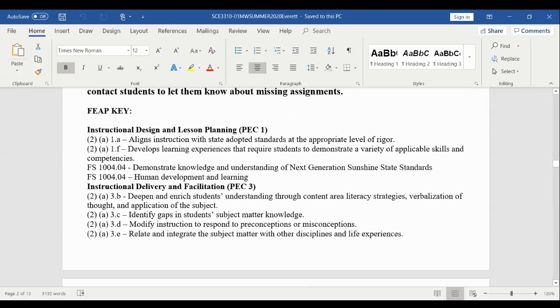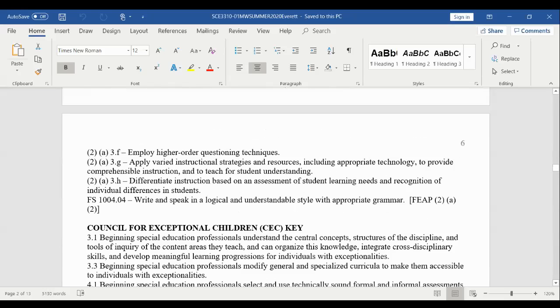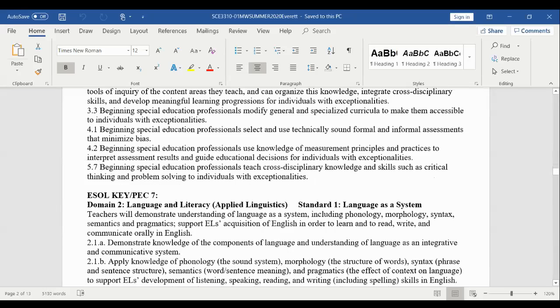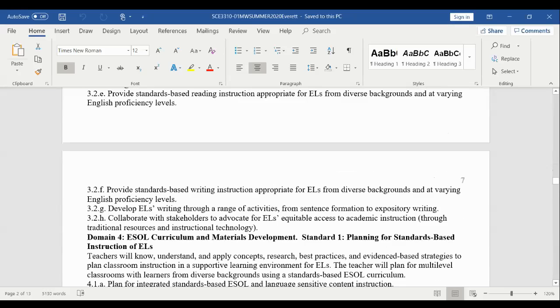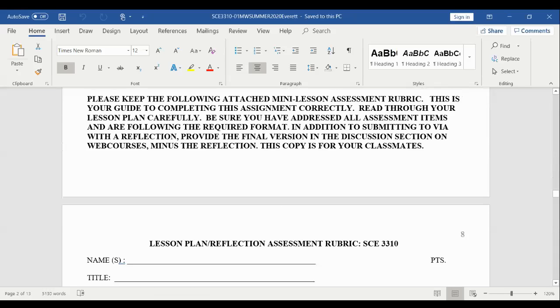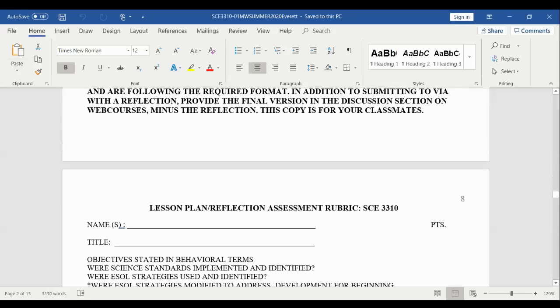This is just a list of FEEPs and ESOL and CEC strategies, and these have been infused throughout the course. You don't have to memorize any of that. Just know they're there. Now, when you teach in a classroom, you're going to have to list the standards you're using for the science. So you need to be made aware of the science standards. You have to put them in your lesson plan. But whenever you teach in a classroom, you have to list what standards you're using for any subject.